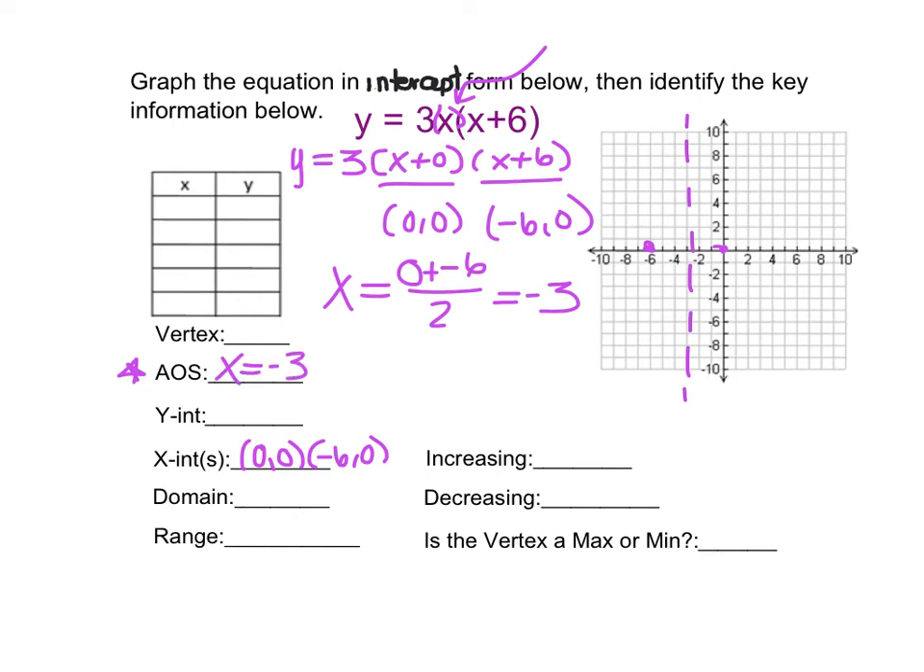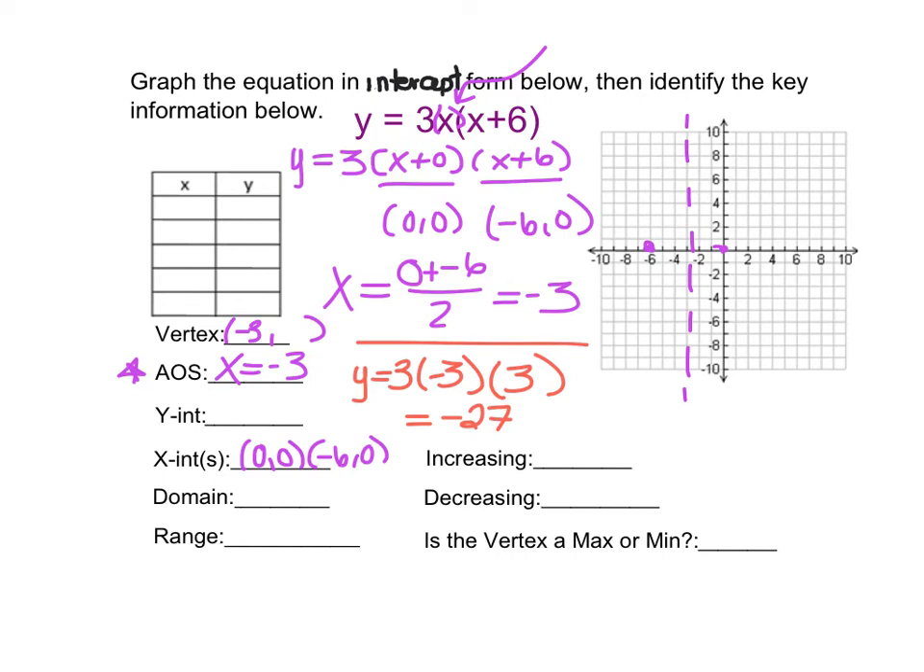And then from here, we can move on to find our vertex. And remember, our vertex and our axis of symmetry share an x value. So here we're going to calculate when x equals -3, what y would be. So we have y equals 3 times -3 times, well, that's -3 plus 6, so that would be 3. So here we have 3 times -3, which is -9. -9 times 3 is a -27.